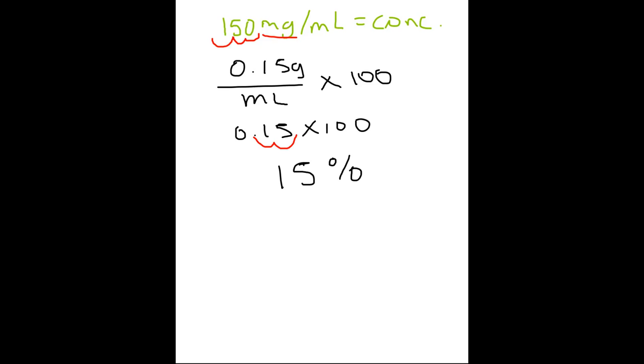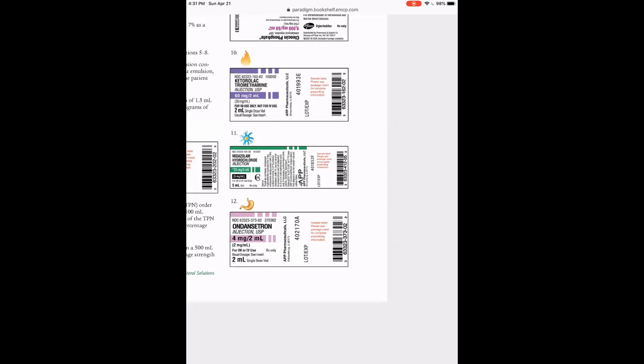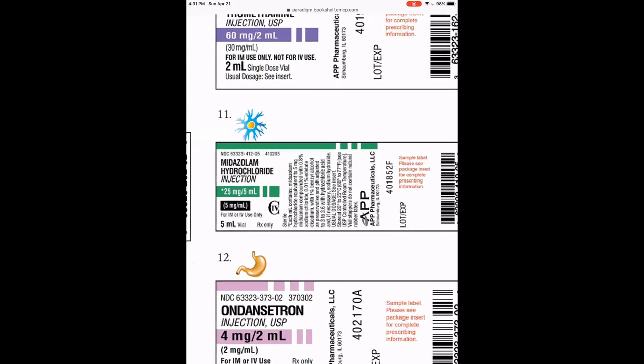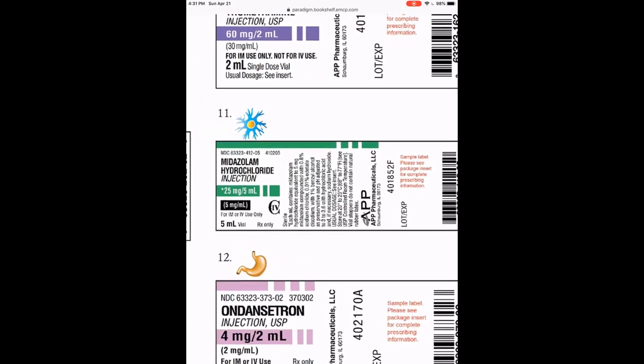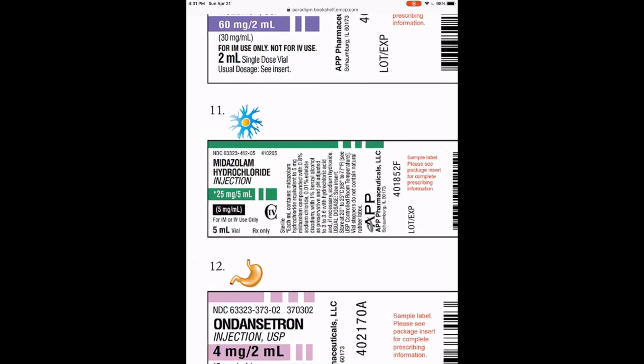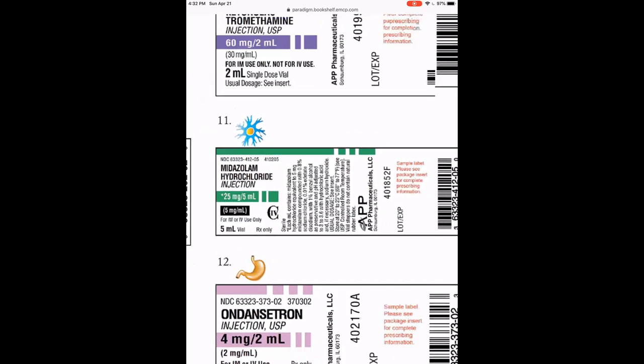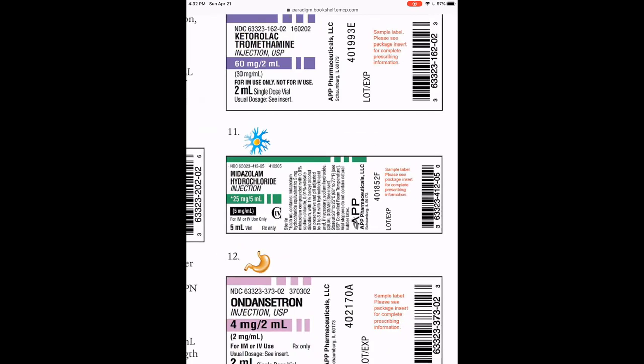Okay. Now let's look at another label. So let's look at problem number 11. So here we have 25 milligrams per 5 mLs. Our concentration underneath is 5 milligrams per milliliter. So we would do the same thing, moving that imaginary decimal 3 spaces to the left in order to get our grams. So let me go to the whiteboard so we can do this problem.